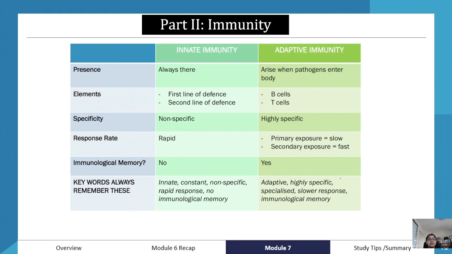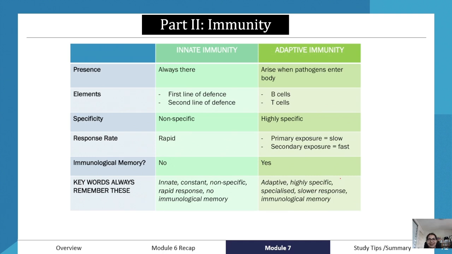The response rate is rapid. Phagocytosis, apoptosis, these processes happen quite rapidly. Is there immunological memory? For example, do those cells remember how we have killed these cells in the past? No. That means it does not have immunological memory. So the keywords to remember for innate immunity: it is innate, it is constant, it is non-specific, there's a rapid response, and most importantly, there's no immunological memory.